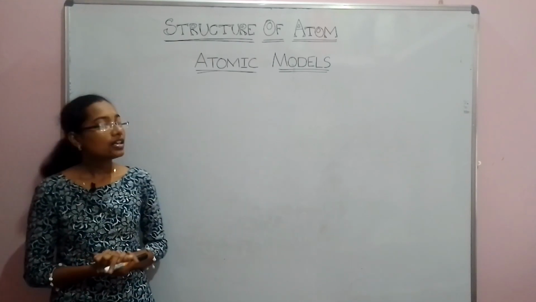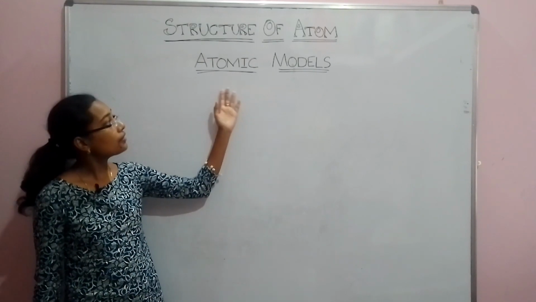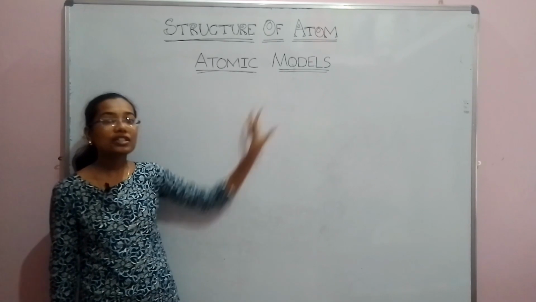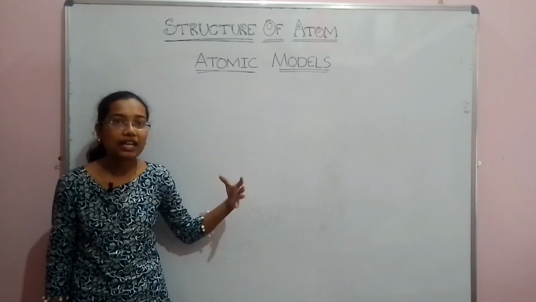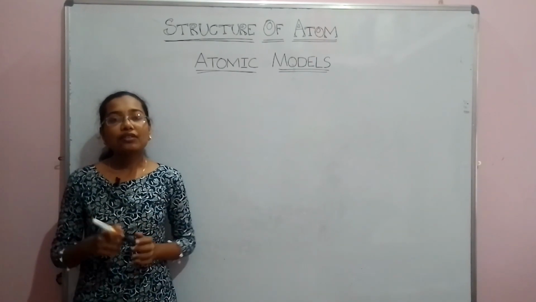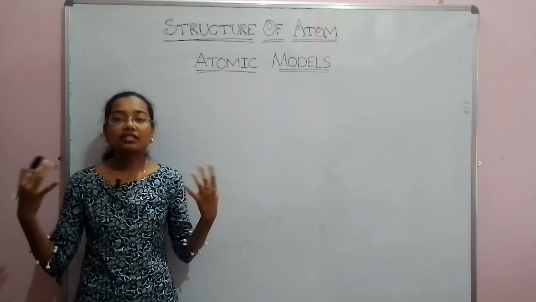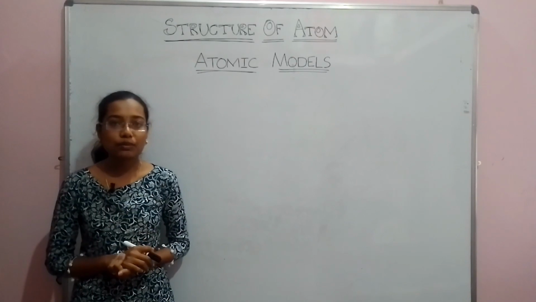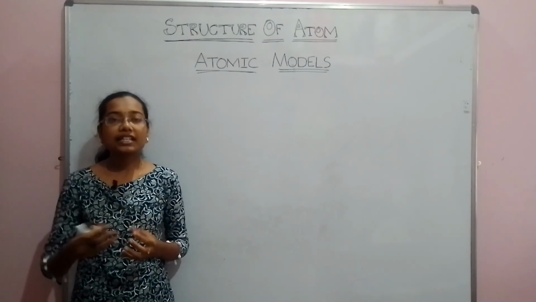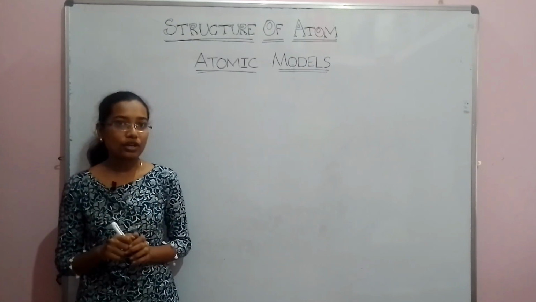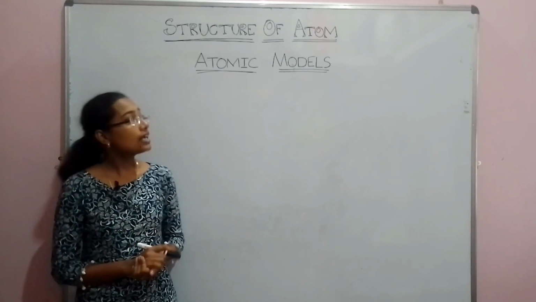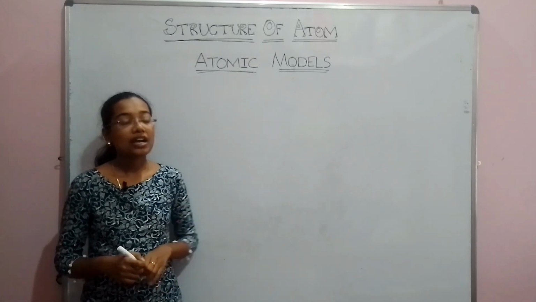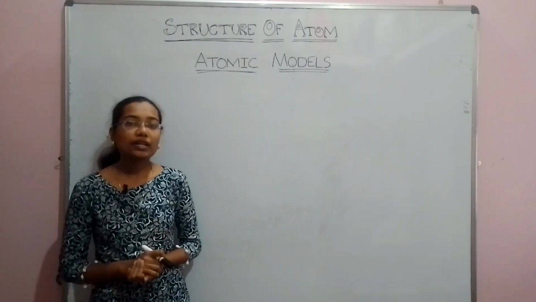You can see here I have written atomic models, which means it is plural. We have a number of models. Why? Because scientists started doing research on the atom, and many of them gave their own atomic models. So we need to study all those atomic models. We mainly study 4 atomic models.